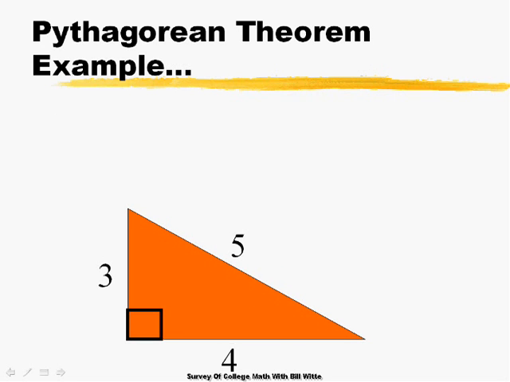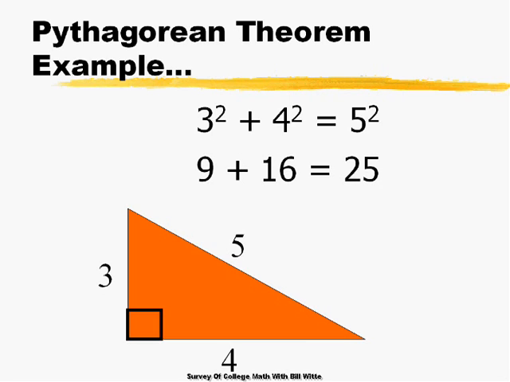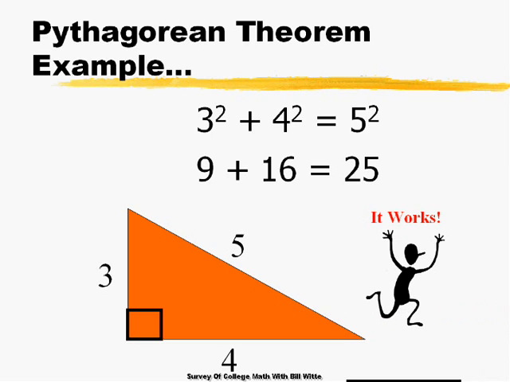Let me give you an example. In this case, the legs are 3 and 4, aren't they? So 3 squared plus 4 squared should equal the hypotenuse squared. 3 squared, of course, is 9, plus 4 squared is 16, and believe it or not, it does work.